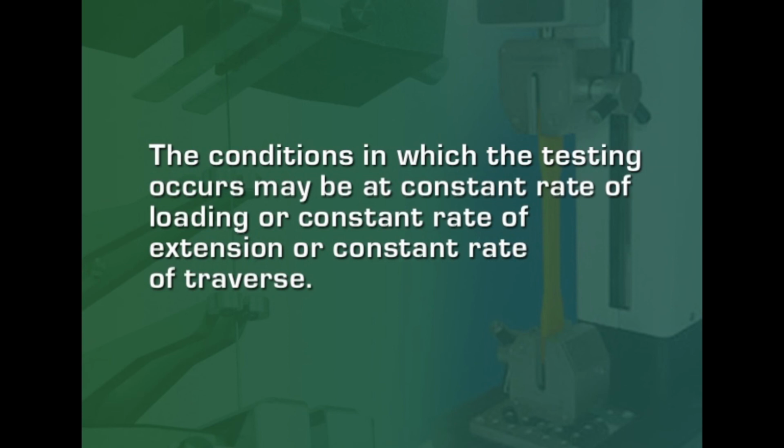The conditions in which the testing occurs may be constant rate of loading or constant rate of extension or constant rate of traverse. These machines are available now with so many features today, and some of the problems associated with these principles can be addressed by them without any problem. Some of these machines have another facility of getting a load elongation curve, and some of them are even connected with a microprocessor, so that there is no need of calculating some of the parameters that come up with the tensile loading.